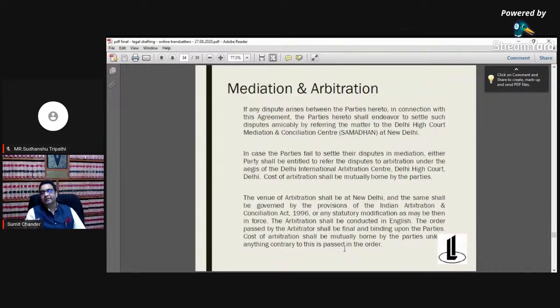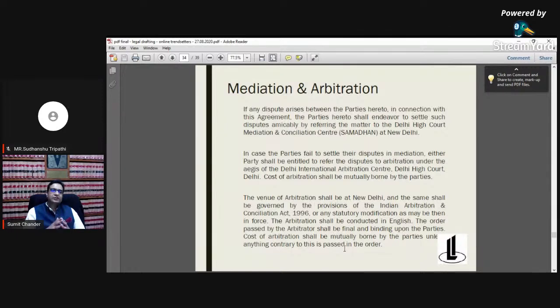the law governing it. So I've said the venue of the arbitration shall be at New Delhi, and the same shall be governed by the provisions of the Indian Arbitration and Conciliation Act 1996, or any statutory modification as may be then in force. The arbitration shall be conducted in English. The order passed by the arbitrator shall be final and binding upon the parties, and the cost of arbitration shall be mutually borne by the parties unless anything contrary to this is passed in the order. So with this, your mediation and arbitration clause gets covered totally.